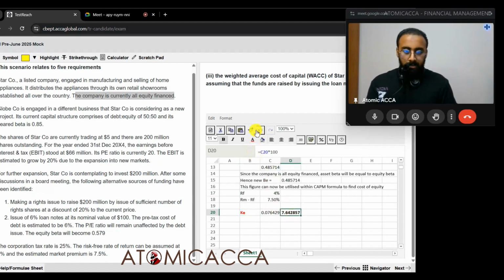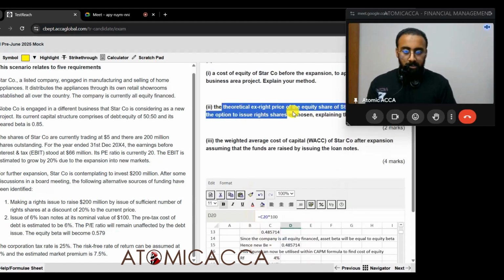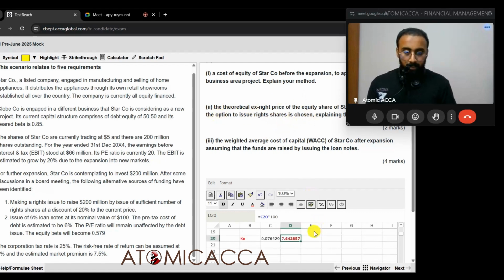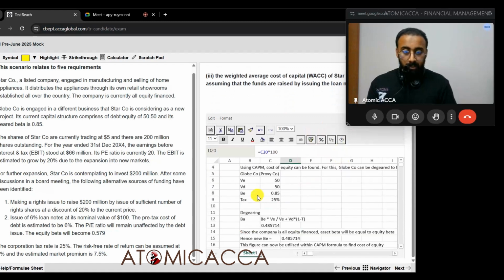What was the next calculation? The next calculation was to find out the theoretical ex-rights price if they're going with that rights issue. That was for 2 marks, so you don't have to work too hard on this.